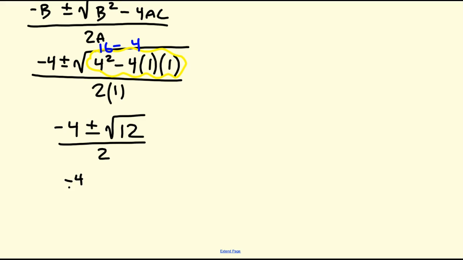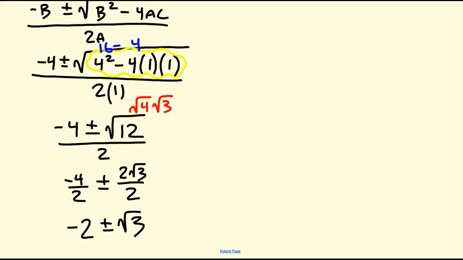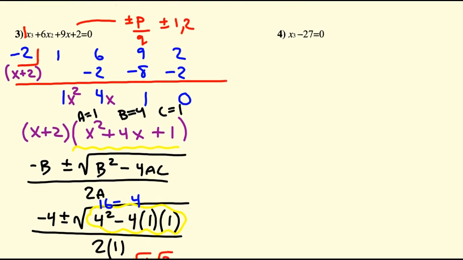That's going to be negative 4 over 2 plus or minus root 12, which is the same as root 4 root 3. But root 4 is 2, so that's the same as 2 root 3 over 2. So this one simplifies to be a little bit happier than that. That's going to be negative 2 plus or minus root 3. So we have two irrational roots. They're actual roots. They're not imaginary.